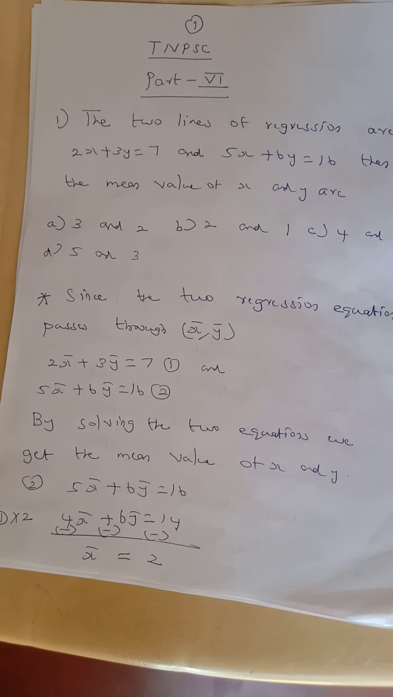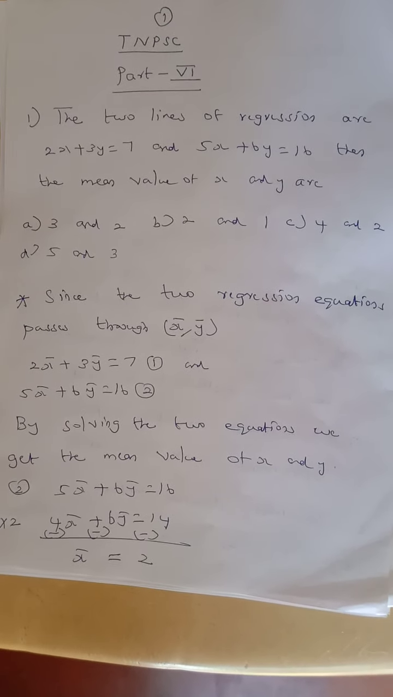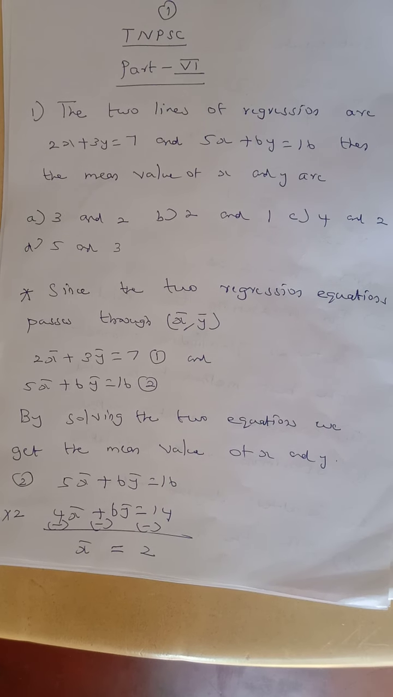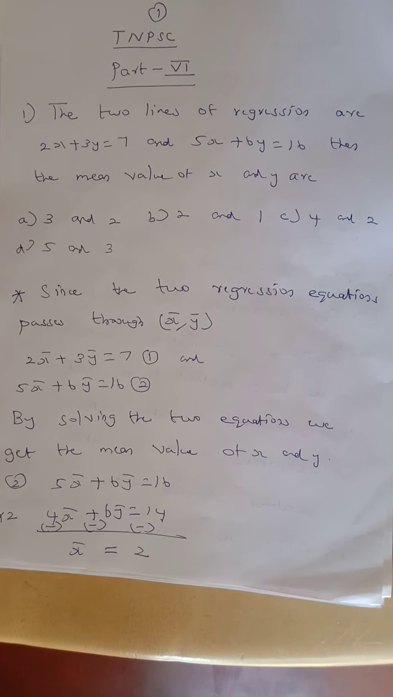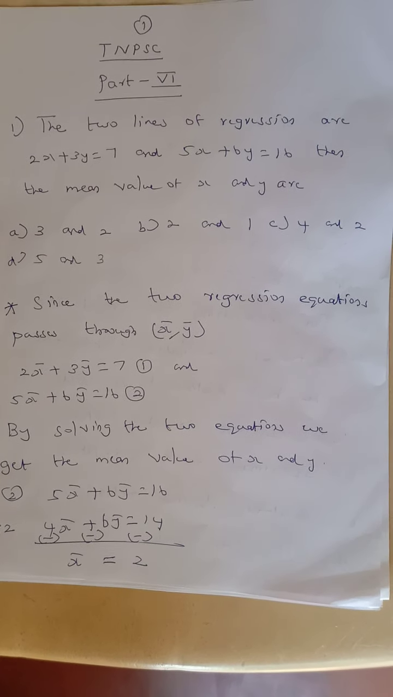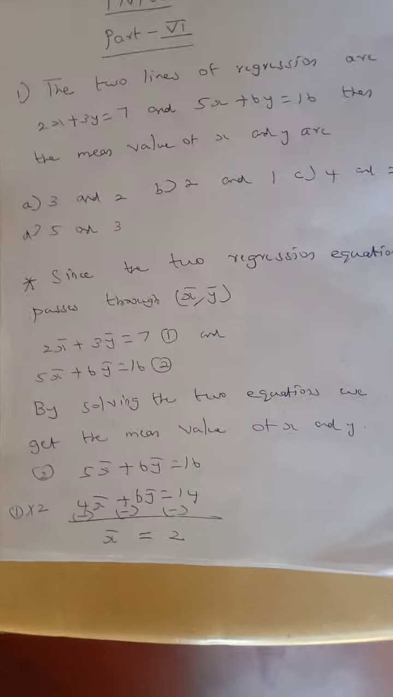Question number 1. The two lines of regression are given as 2x plus 3y equal to 7 and 5x plus 6y equal to 16. Then the mean values of x and y are: option A 3 and 2, option B 2 and 1, option C 4 and 2, option D 5 and 3.